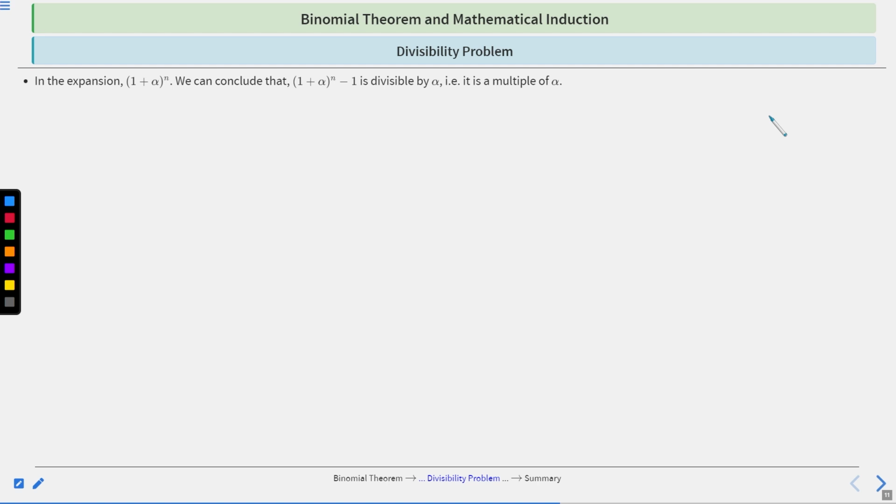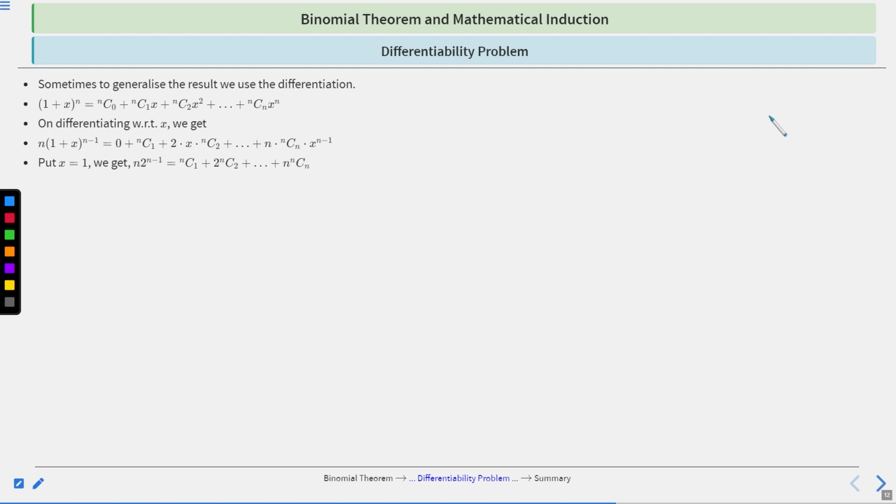Now one of the most frequent problems are divisibility problems. In the expansion of (1 + α)^n, we can conclude that (1 + α)^n − 1 is divisible by α, right? That is, it is a multiple of α. Differentiability problem, right? Sometimes to generalize the results, we use differentiation.